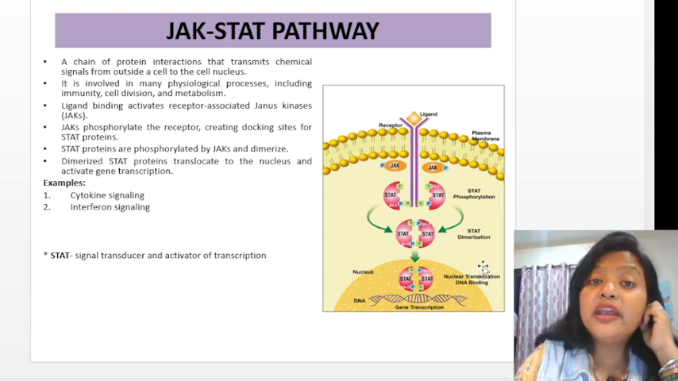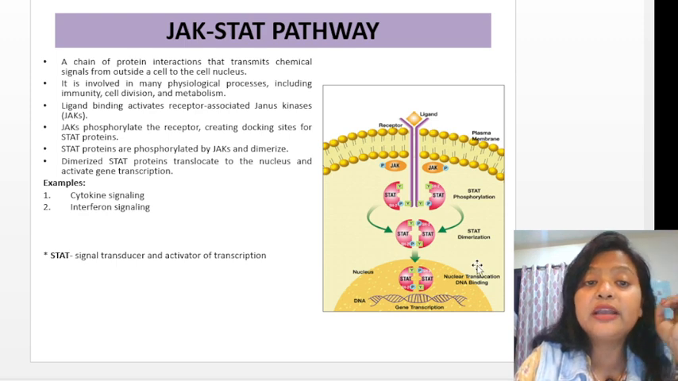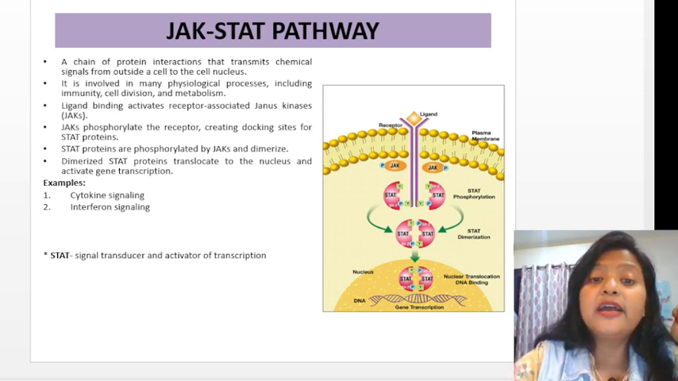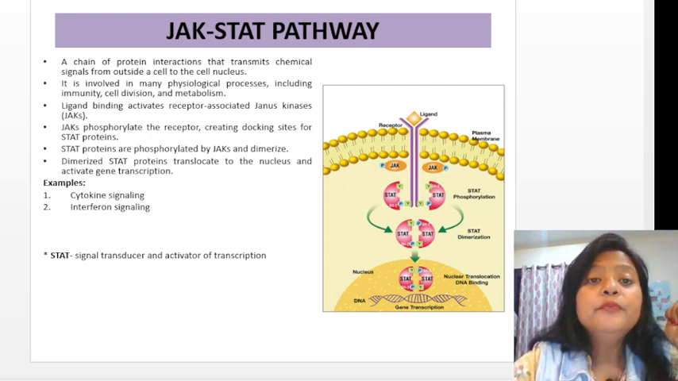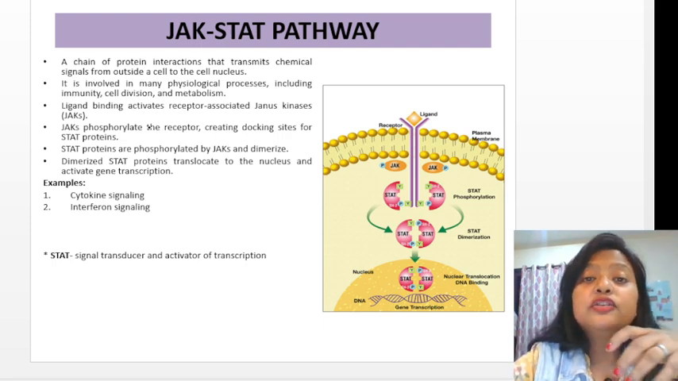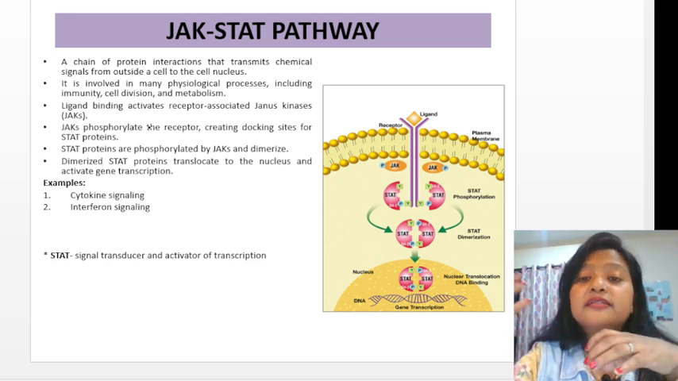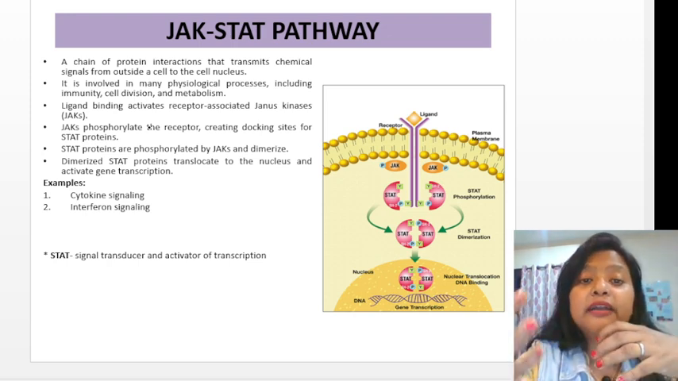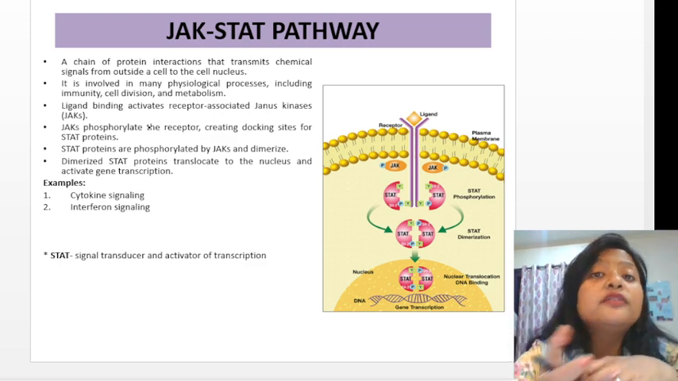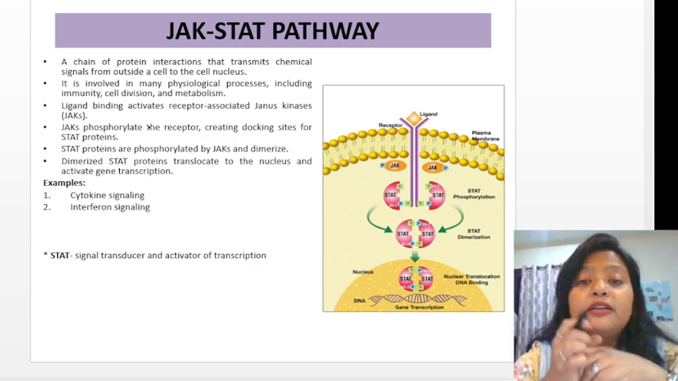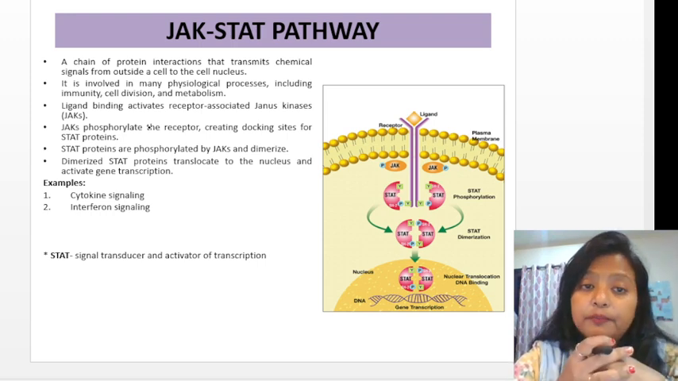Now we come to JAK-STAT pathway, JAK-STAT pathway. तो यहाँ पे JAK क्या है, Janus kinase, और STAT क्या है, signal transducer and activator of transcription. तो ये भी क्या है, यहाँ पे भी आपका बहुत सारा प्रोटीन इंटरेक्शंस होता है, जो क्या होता है बाहर में, okay, outside the cell if there are some chemical signals that are being transmitted to the nucleus of the cell, okay. तो यहाँ पे भी it will help in the immunity, cell division and metabolism regulation, fine.